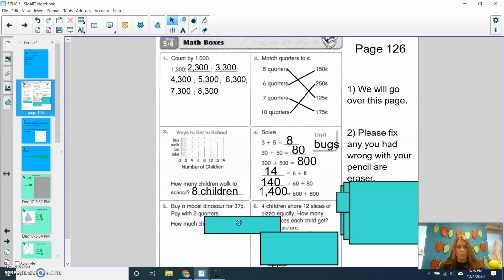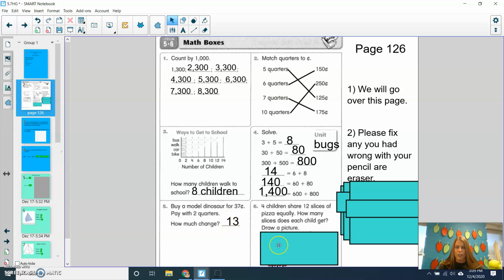For question 5, buy a model dinosaur for 37 cents and pay with 2 quarters. I know that 2 quarters equals 50 cents, so if I start at 37, 3 more cents would take me to 40, and then 40 plus 10 would bring me to 50, for a total of 13 cents for my change.